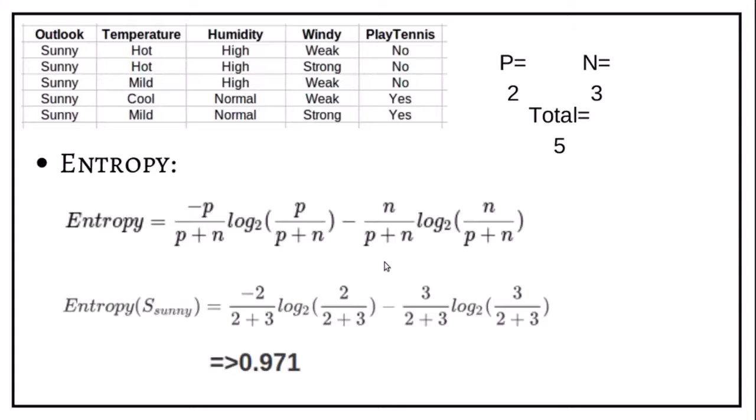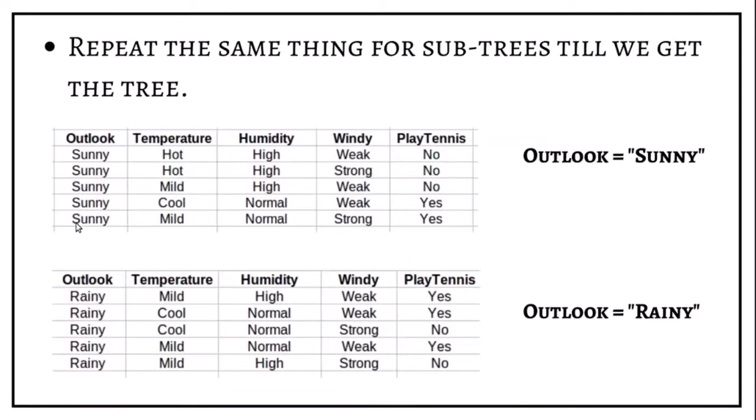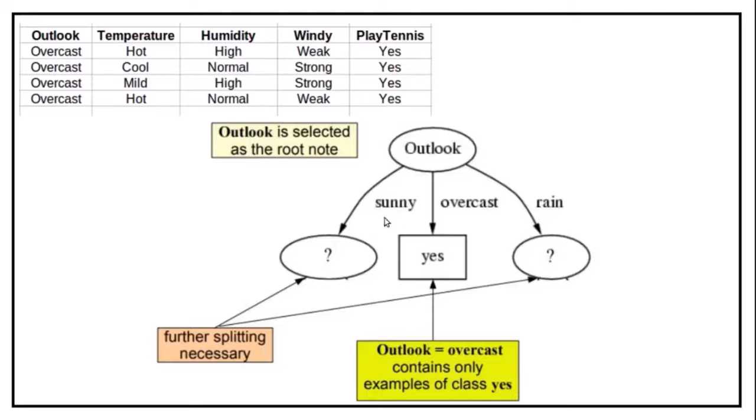Make sure you don't make a mistake here. The P and N values are 2 and 3. This is like a new data set which you are going to solve. After that you have to calculate again for each and every attribute. So now we will take humidity, but make sure you are taking only the sunny values. Why? Because now we are calculating for sunny. You cannot take values from overcast, you have to take values from sunny itself.